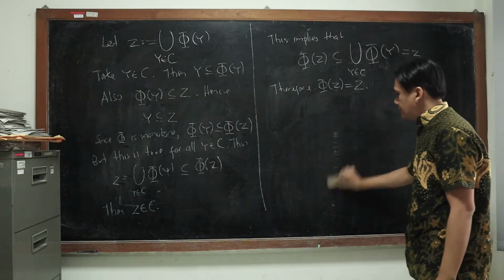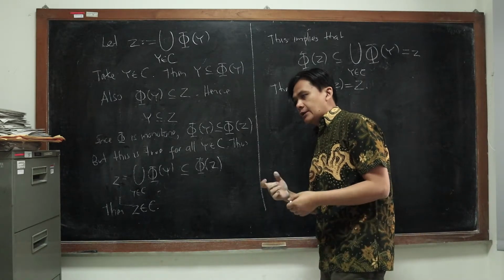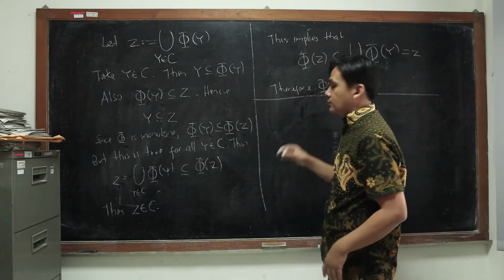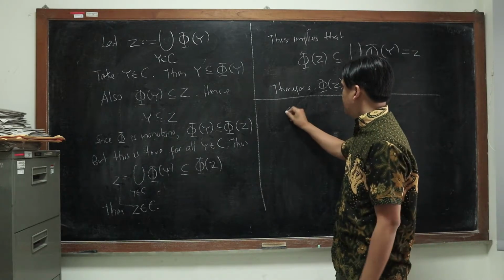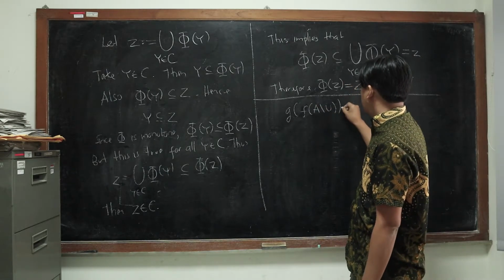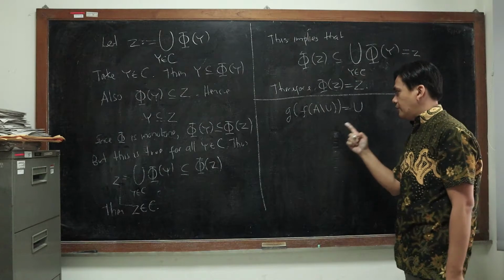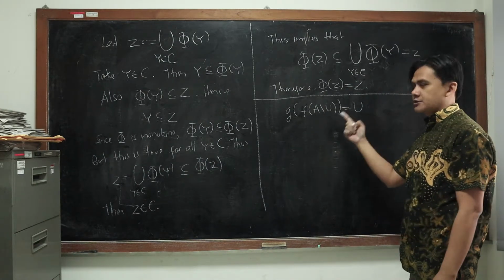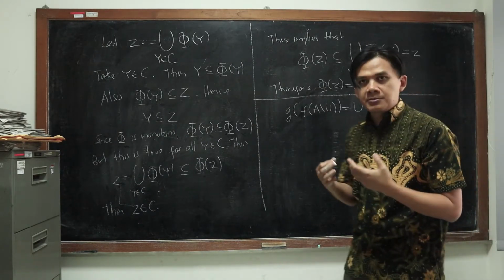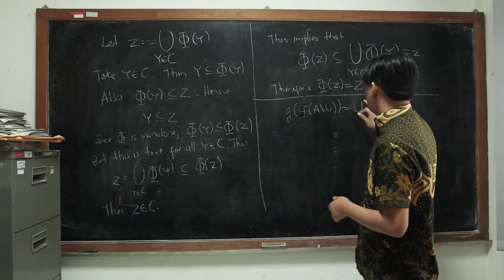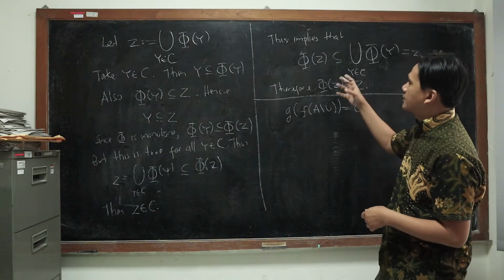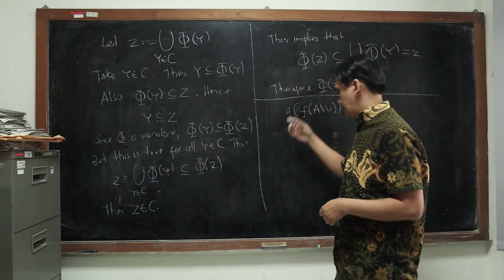Okay, now we are ready to prove the theorem. Remember that our objective is to find a set U, a subset of A, such that G of (f of A minus U) equals U, right? If we have this kind of U, then we are done. We can prove the Schröder-Bernstein Theorem. Okay, this is our objective. So we claim that this U can be obtained by using the fixed point lemma.